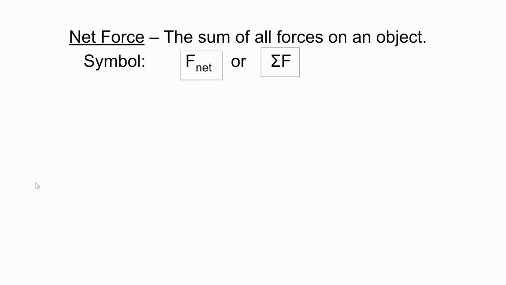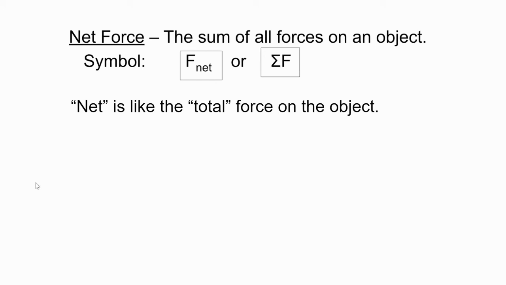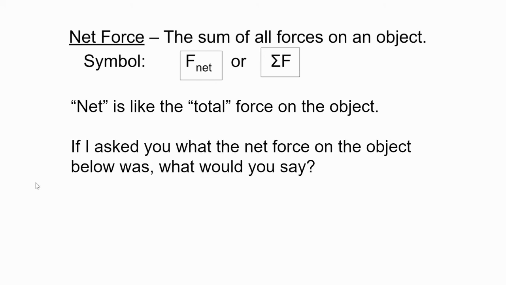Now, sigma, you might have seen this symbol in your math class before. It just means the sum. So basically we're saying, okay, the net force is the sum of the forces in a certain direction. So we take the horizontal, the X direction, separate from the vertical, the Y direction, in these calculations. So net is like the total force on the object. If I asked you what the net force on these objects I'm going to show you below is, what would you say?